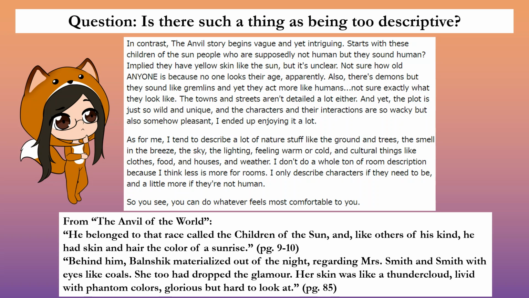"Her skin was like a thundercloud, livid with phantom colors, glorious but hard to look at." What does it mean that her skin was like a thundercloud? Does it mean it's gray? What does it mean that it's glorious but hard to look at? I have no idea. And is there any other description of Baunshik after this? Not particularly. At all, in fact.